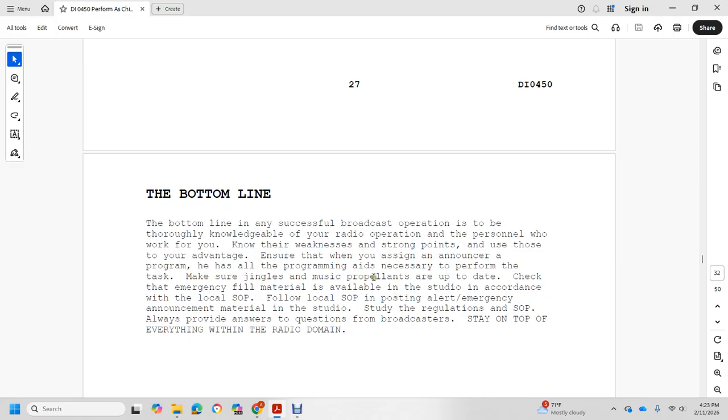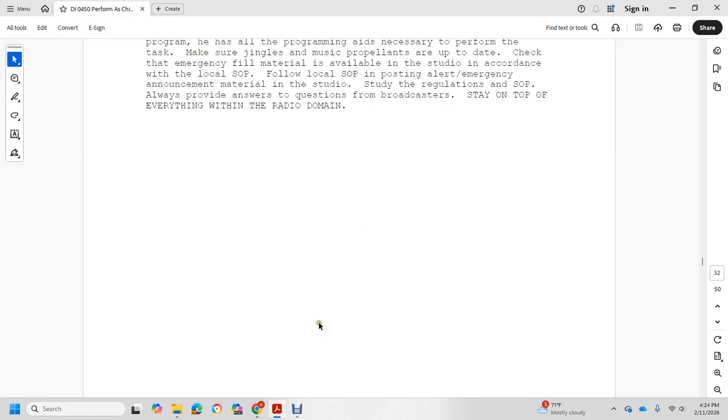Make sure all jingles, promotions, music, and PSAs are up to date. Check that emergency material is available to the studio in accordance with local standard operating procedure. Follow local standard operating procedure, posting an alert and emergency announcing material within the studio. Study the regulations and standard operating procedures. Always provide an answer for the question. The broadcasters stay on top of everything within the radio domain.